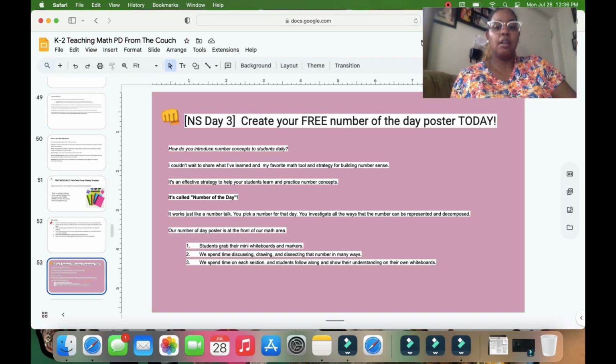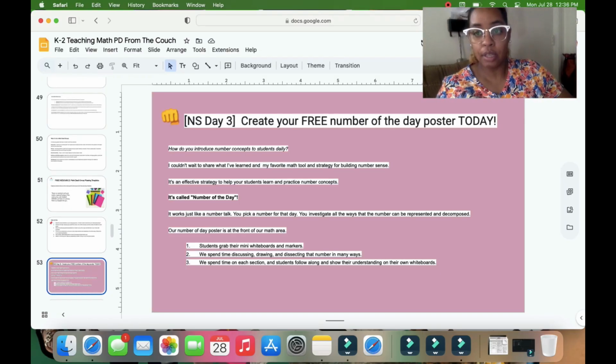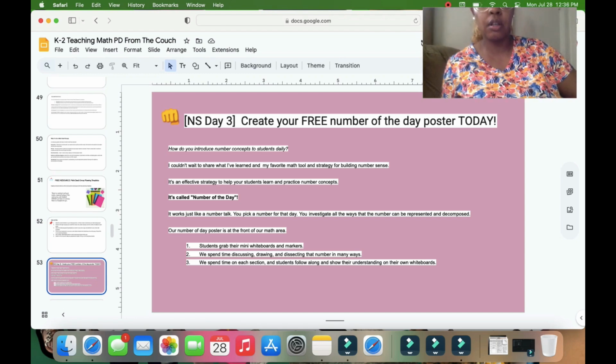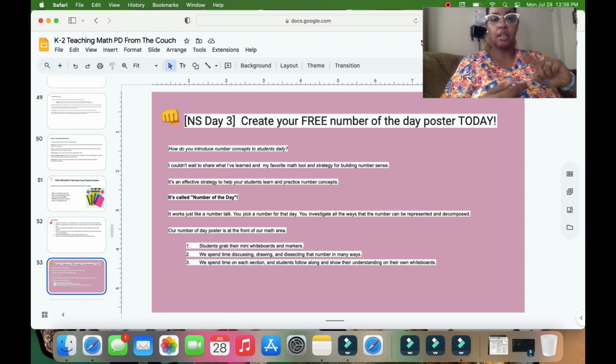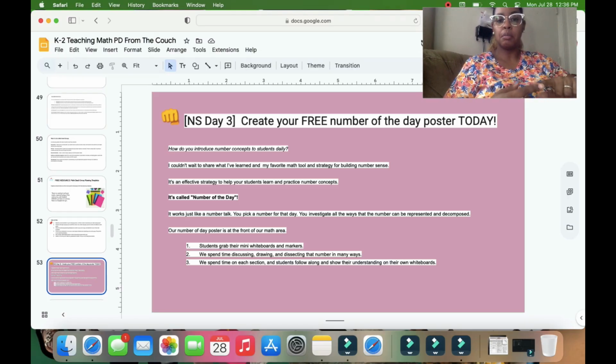So day 3 was to create your free number of the day poster. And so the number of the day poster is just an effective strategy to help students learn and practice their number concepts. It works just like a number talk. You pick a number for that day, you investigate all the ways that the number can be represented and decomposed.